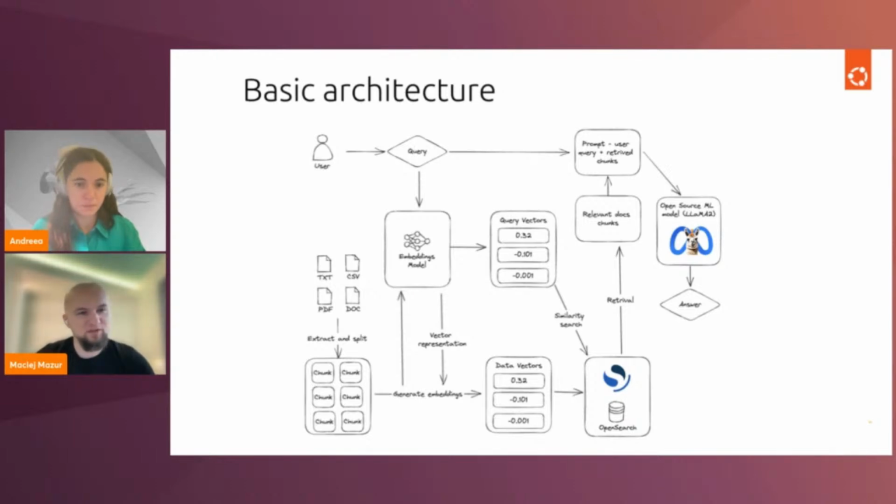So that's a super basic setup. That's not how we are implementing it in production in the real world.